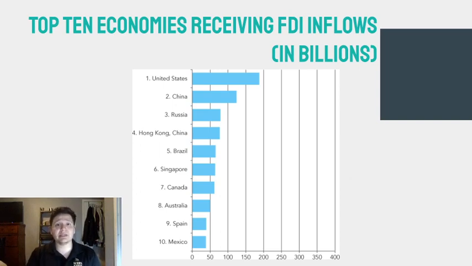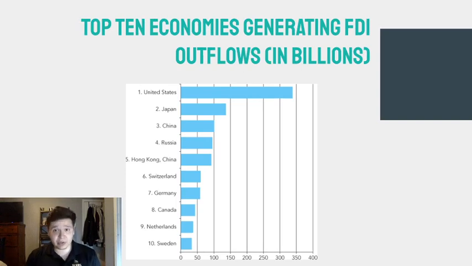Next we'll be looking at the top 10 economies generating FDI outflows in billions of dollars. By far, number one on the list is the United States of America, leading with a staggering $350 billion in FDI outflows. It comes as no surprise. The United States is known to outsource a lot of their work, whether it be manufacturing, customer service, things of that nature. They try to take advantage of lower prices wherever they can get them. The second step down would be Japan, with about $150 billion in FDI outflows, and then China with about 100 billion after them.